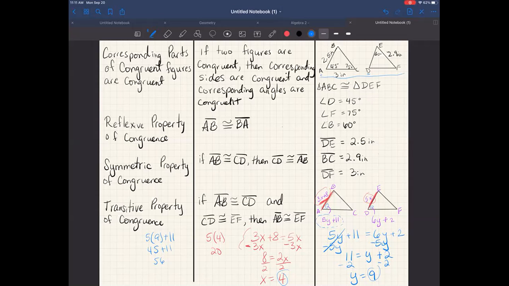Are we good? Wait, I'm not done copying the notes. I'm sorry. Okay, you guys can keep copying the notes because then we have to switch over to the book again for the last section, and that's it.